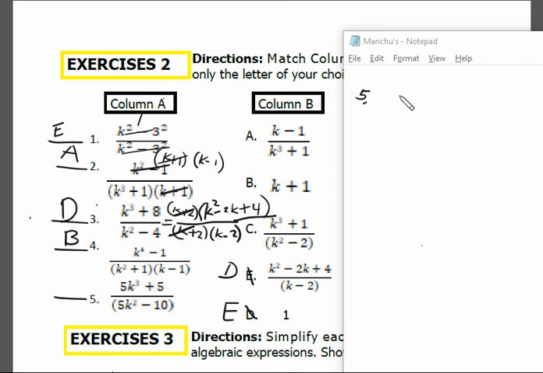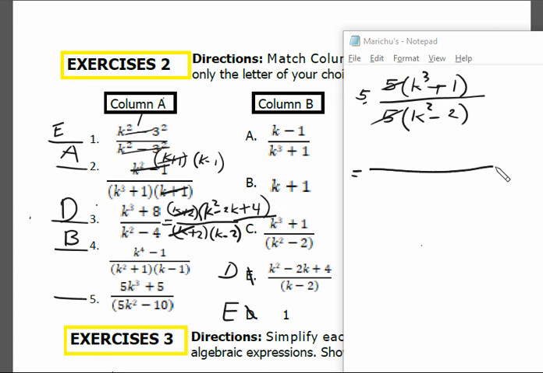Okay, so in number 5, we can take out the common factor in the numerator, which is 5. We are left with k cubed plus 1. Then in the denominator, we have 5, take that out. Then we have k squared minus 2. So we can cancel this, and we can factor out k cubed plus 1, that is k plus 1 times k squared minus k plus 1.